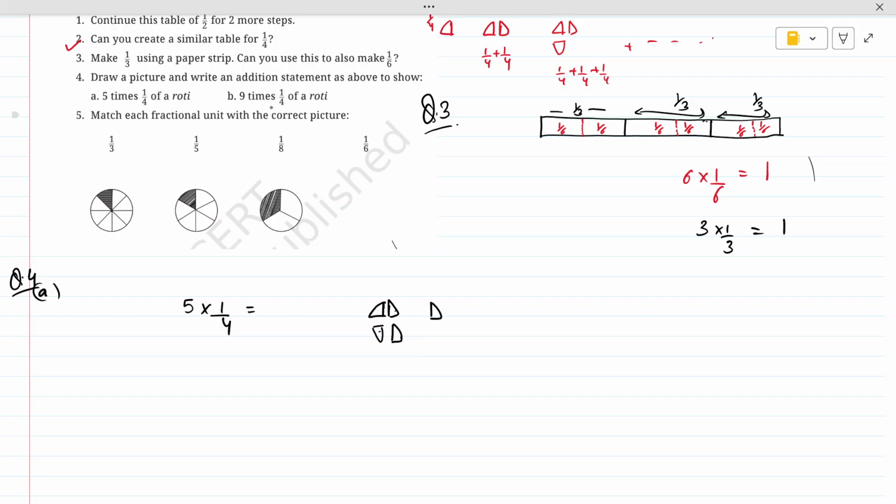Similarly for 9, what you have to do? You have to make more. 1, 2, 3, 4, 5, 6, 7, 8 and 9. So you have to make 4 more 1 by 4 here. So this is again very easy.